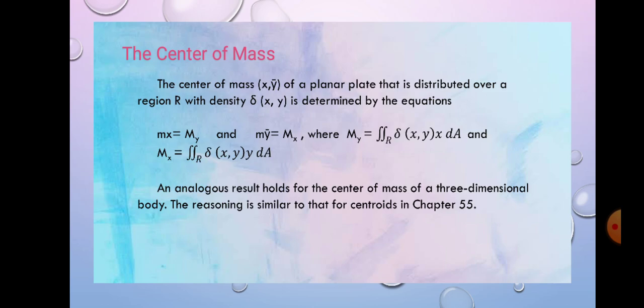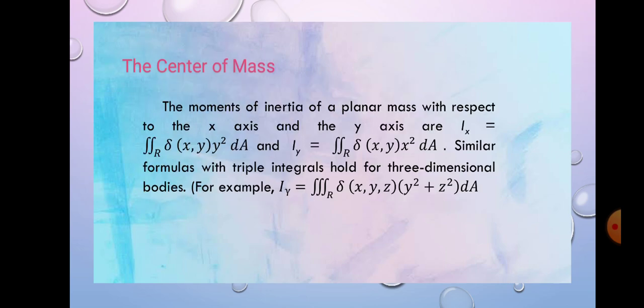So x̄ is equal to My over M and ȳ is equal to Mx over M, where My is equal to the double integral over R of density δ(x,y) times x dA, and Mx is equal to the double integral over R of density δ(x,y) times y dA. An analogous result holds for the center of mass of a three-dimensional body. The reasoning is similar to that for centroids in chapter 5.